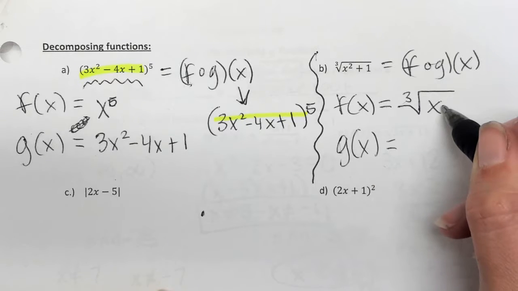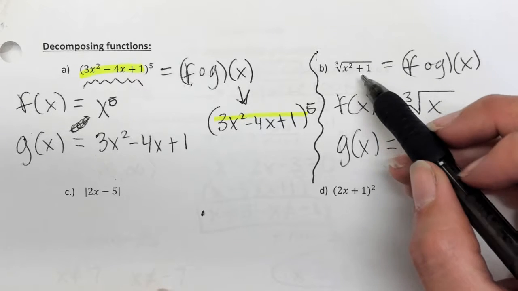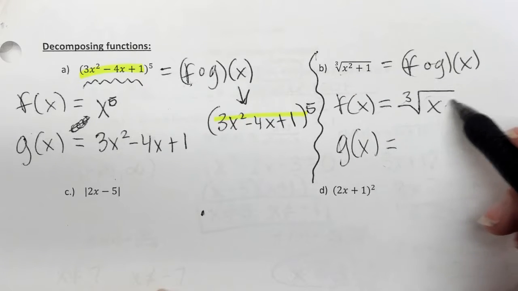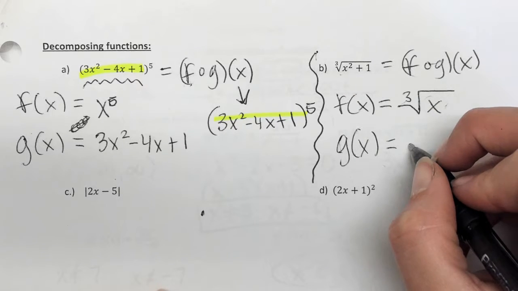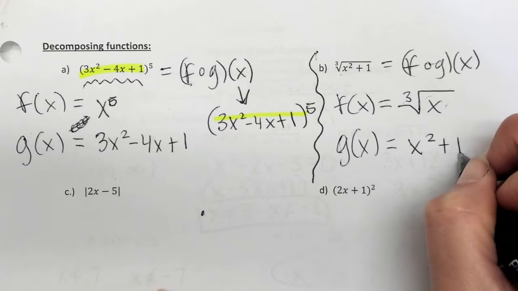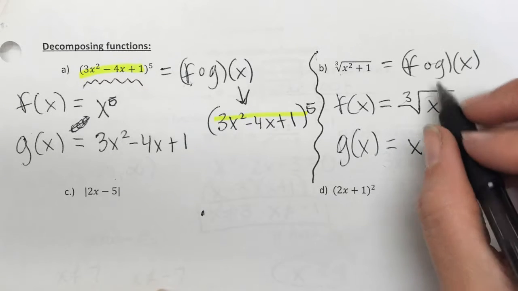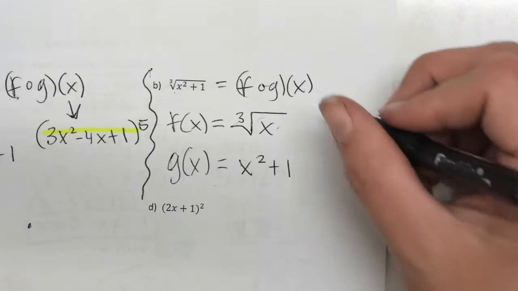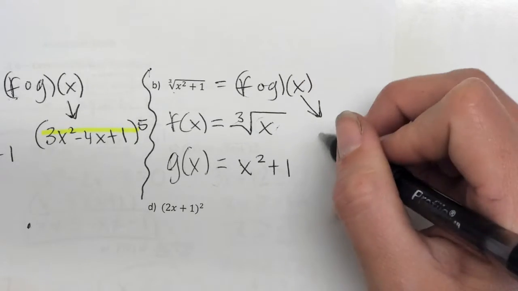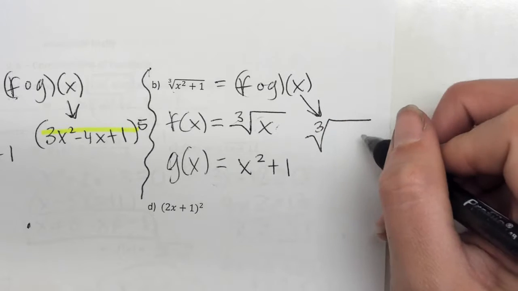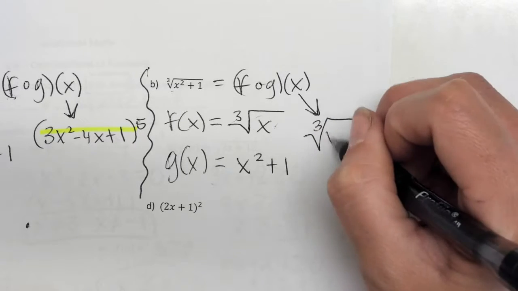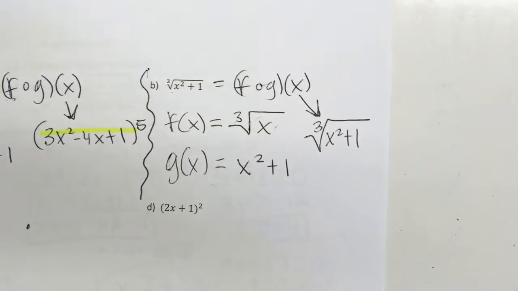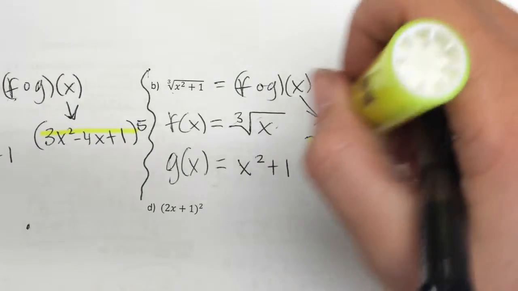Now, what could I plug in to make this function look like this one? Only difference is this one has x squared plus 1, this one just has x. So if I made g of x, x squared plus 1, I could plug it into x when I find f of g of x, and it would look just like this. Let me show you. F of g of x, start with f, replace the x with the other function, which is x squared plus 1. And you can see that these look exactly alike.